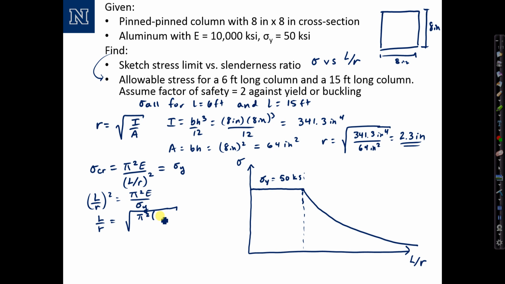Pi squared times E, which is 10,000 ksi, divided by my sigma y, which was 50 ksi, and that computes to about 44.4. And notice this is a dimensionless quantity, the length, which is a length, and radius of gyration, which is a length. Okay, so my transition point here is 44.4.